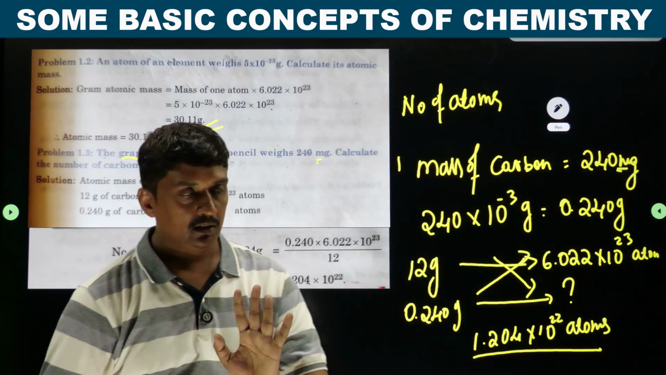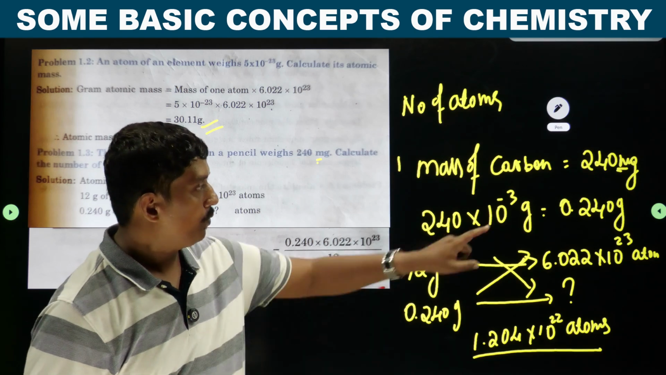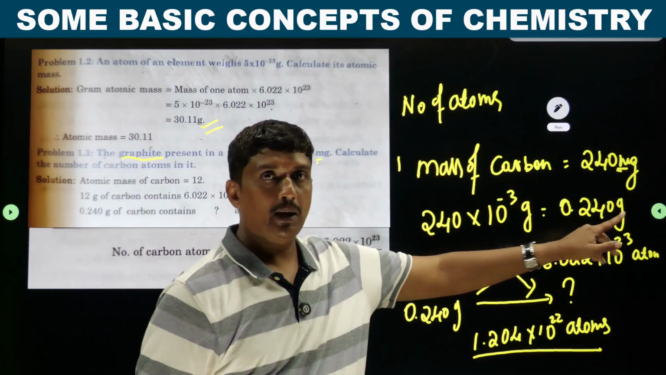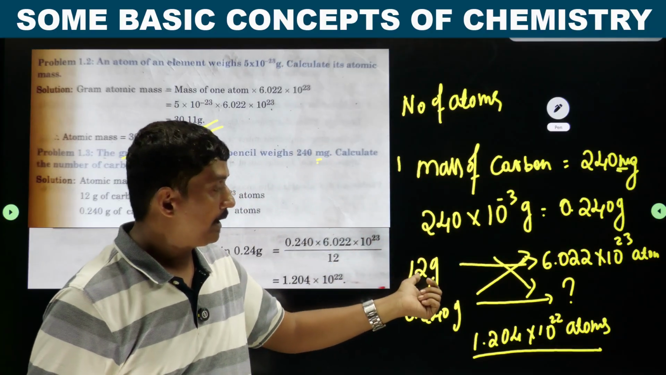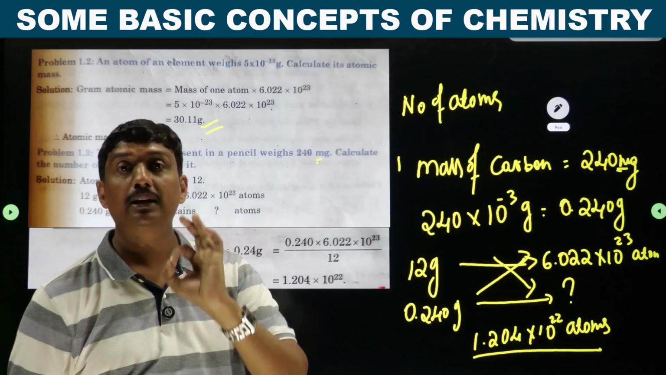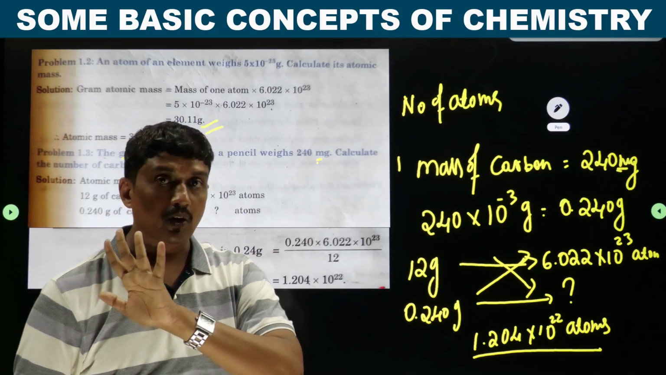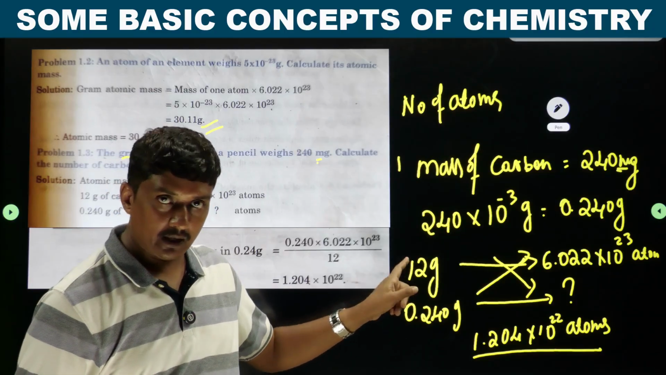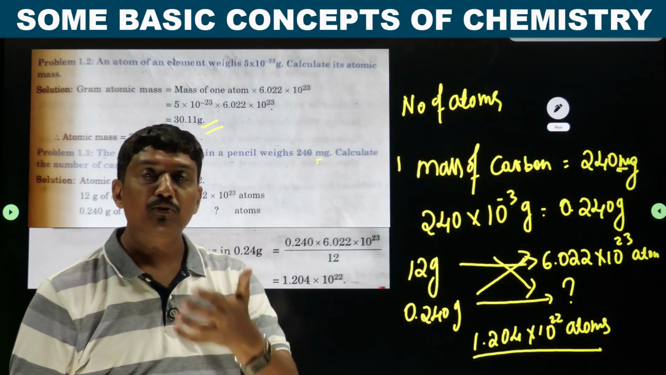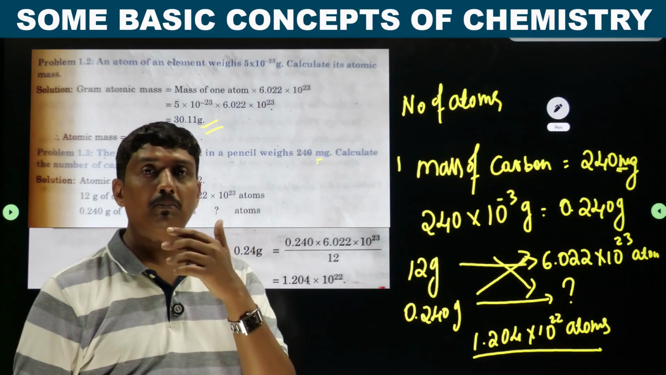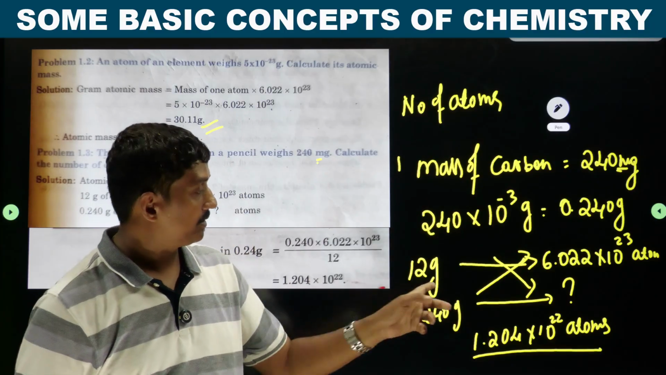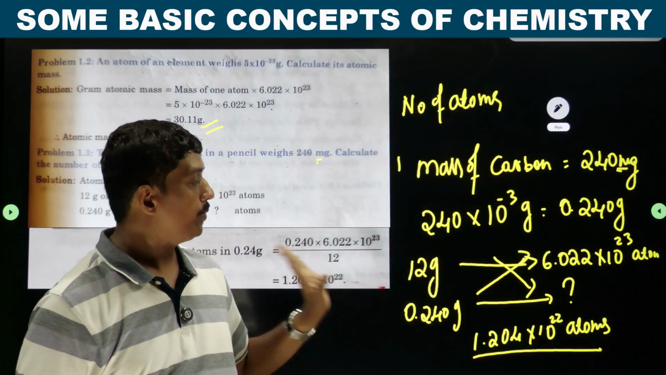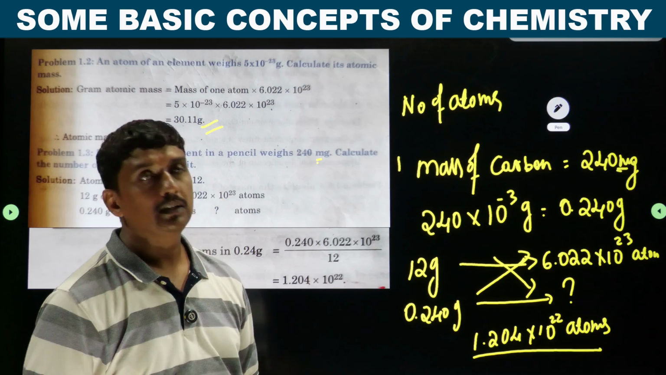So I think now it is clear to you what is the purpose of converting 240 milligrams into grams. The reason is here we are taking a standard 12 grams, not milligram, not kgs. Even if it is given in micro, we should convert into gram. The reason is we are expressing mass, atomic mass, molecular mass in terms of gram, hence we are converting milligrams into grams. So we get the answer.